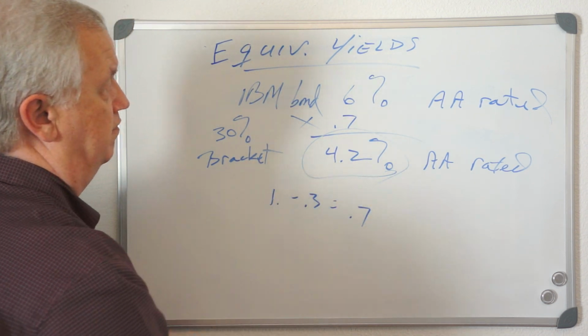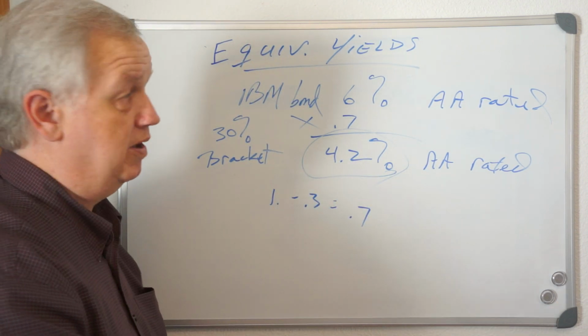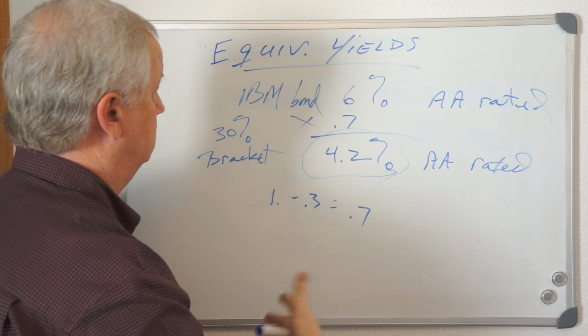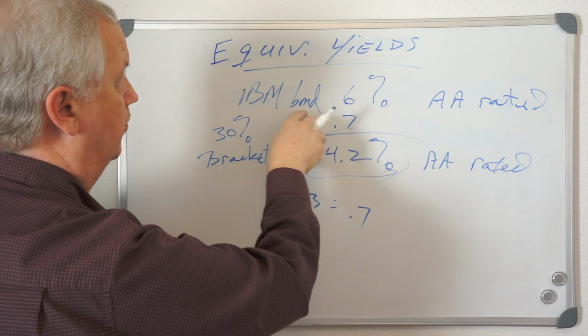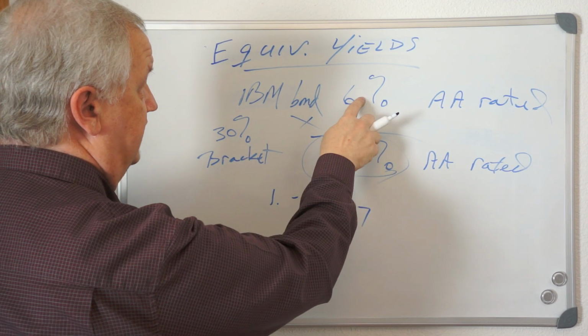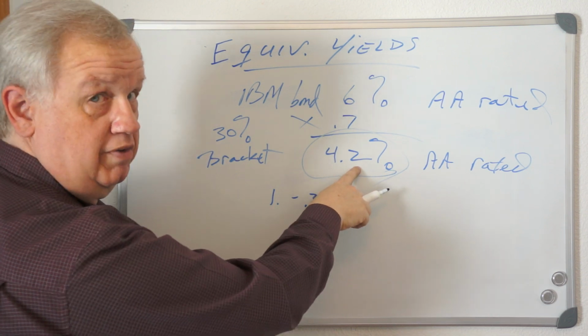That's the municipal. If I can't find anything of equal quality, maybe I have to go to single A or triple B to get the 4.2? No. Stick with the AA rated IBM bond. This is the taxable bond. This is the tax-free equivalent.